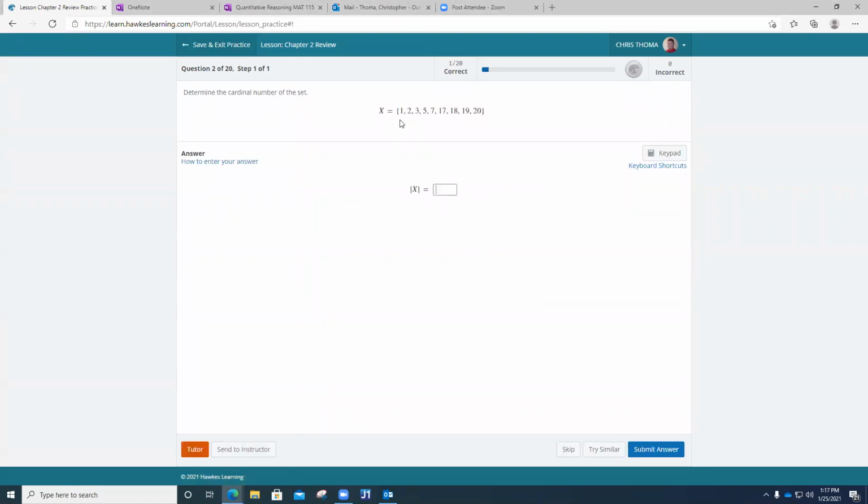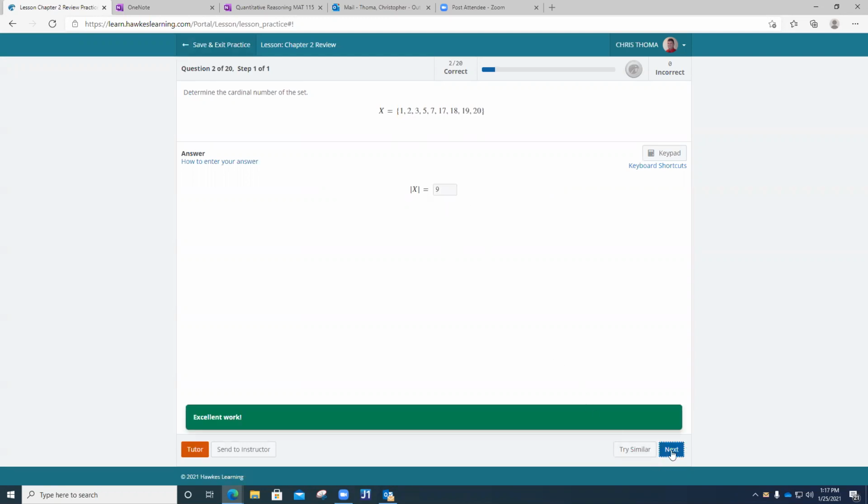Cardinal numbers, how many are in the set? So we just count. 1, 2, 3, 4, 5, 6, 7, 8, 9 things in the set. So there is 9 in there. The key with cardinal number is how many are in the set.